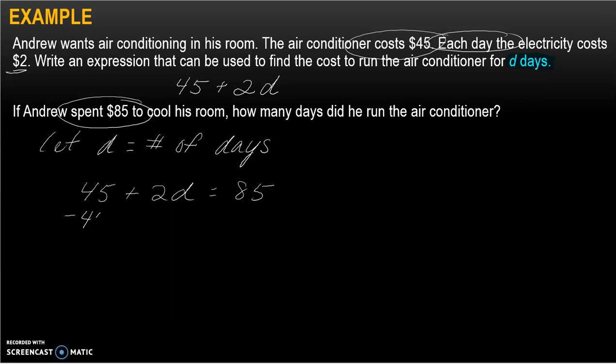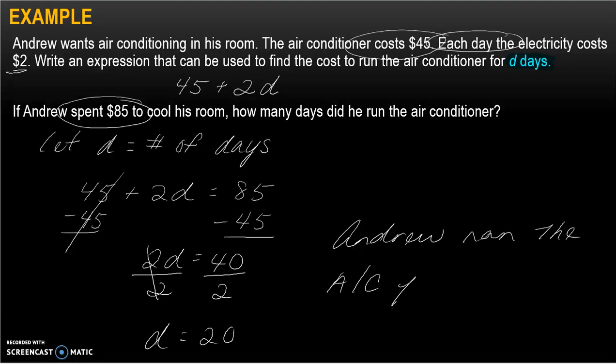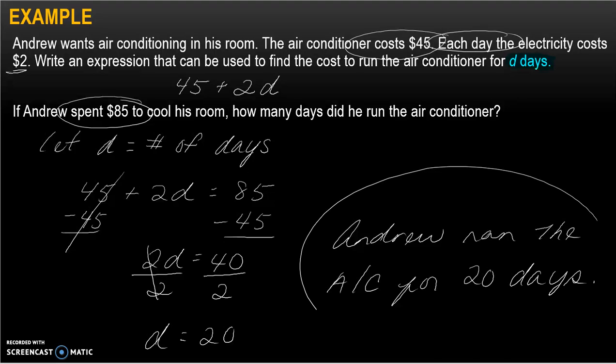Subtract 45 on both sides. 2D equals 40. We're going to divide by 2. They're side by side, so we divide, and D equals 20. So your answer is Andrew ran the AC for 20 days.